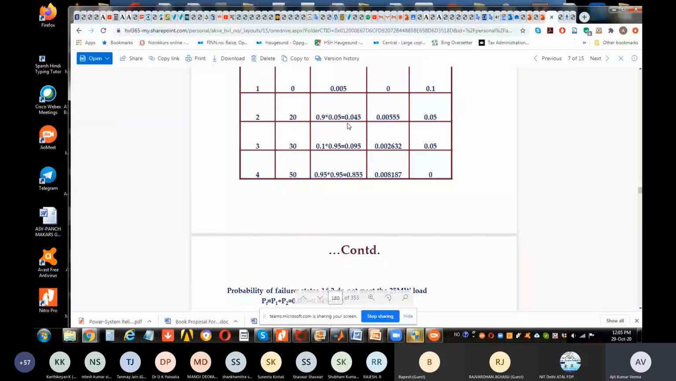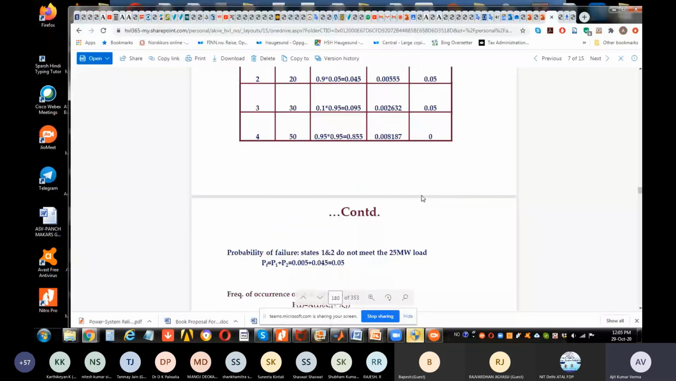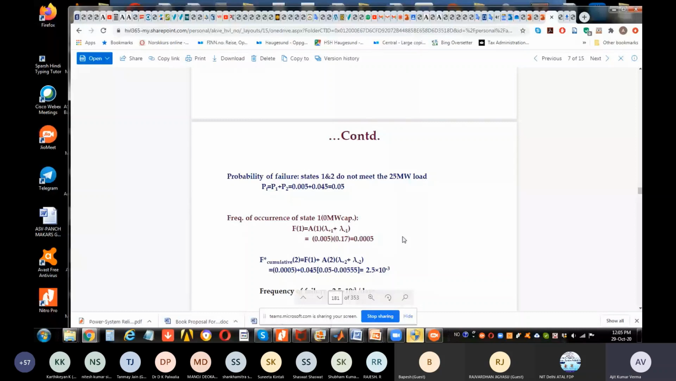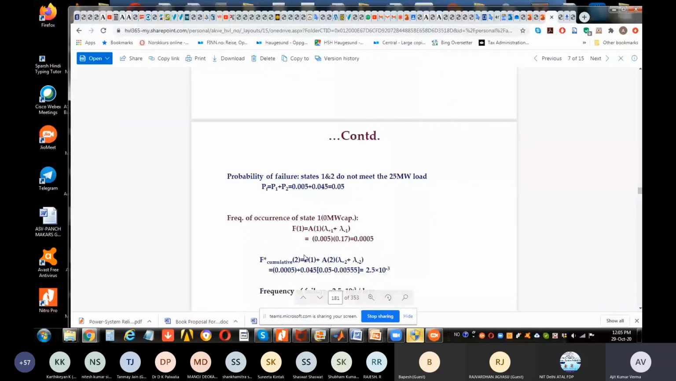In the cumulative frequency expression, we take the previous frequency, which we have calculated as 0.0005, and then the next one. While adding, you take the first frequency, then take the state probability of the next state, and then find out the difference, not the summation, because this is a cumulative frequency, and we are not going into the derivations of these functions. So cumulative frequency is the previous frequency plus the state probability multiplied by the difference between the transition rates, not plus. This is another typo.